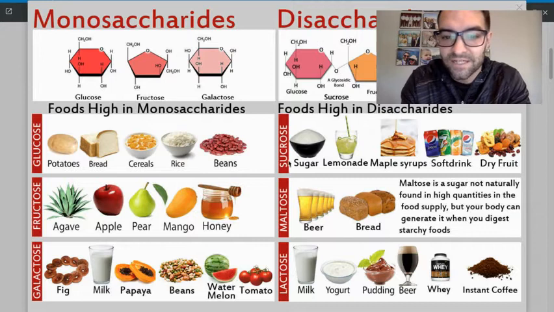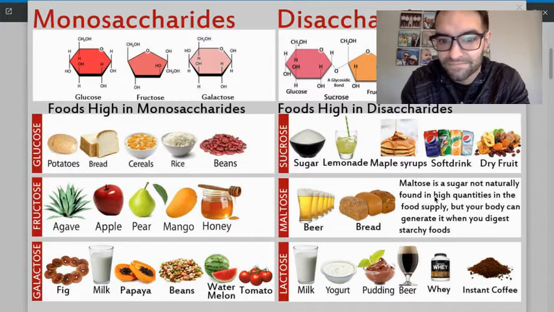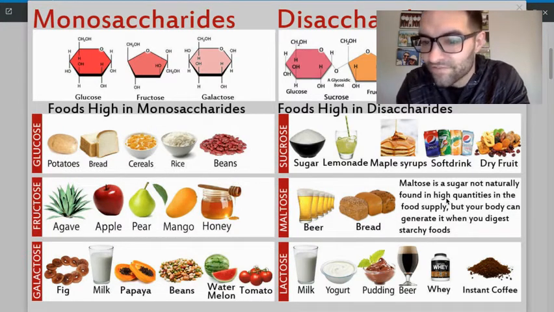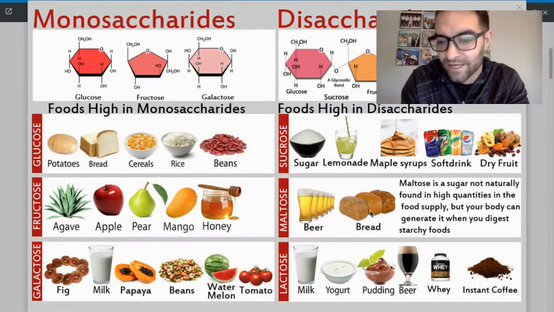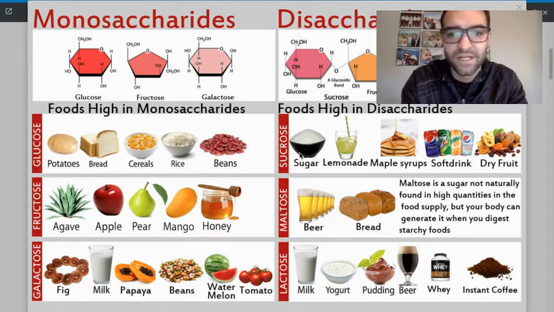So again, with disaccharides, we have sucrose, and maltose, which is a lot more rare. It's due to fermentation, as you can see here, and it is not usually found in high quantities. It can be found in bread. Then lactose, again, in milk, yogurt, pudding, in some cases beer and whey, like whey protein, and instant coffee. There you go. So hopefully you can see the difference.